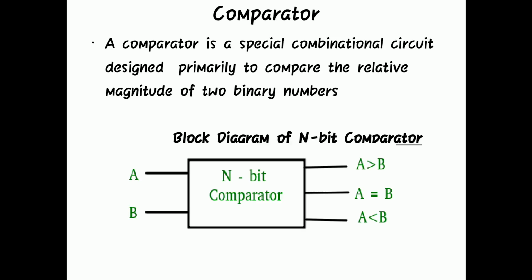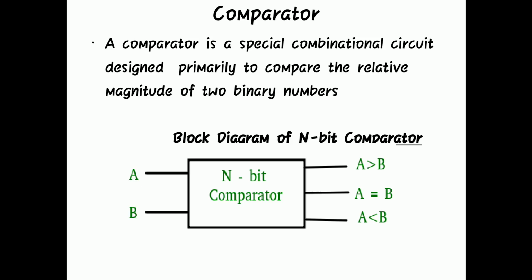Basically, a comparator is a special combinational circuit designed primarily to compare the relative magnitude of two binary numbers. That is the basic definition of a comparator: it compares two binary numbers. If you see the block diagram here, we have two inputs, A and B. Here we are going to compare A with B.